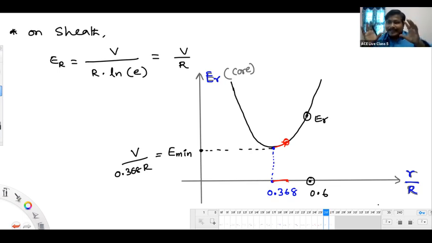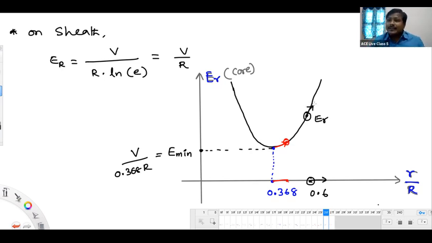Based on that we selected the dielectric material. We designed the cable with small r by capital R of 0.6. Now, unfortunately, corona occurred. Corona occurred in the sense small r value will increase. Small r by capital R will increase. It will go beyond 0.6. If it's going beyond 0.6, definitely field intensity further increases.